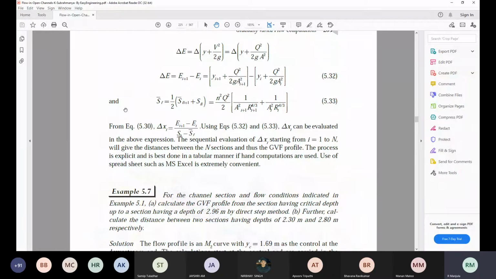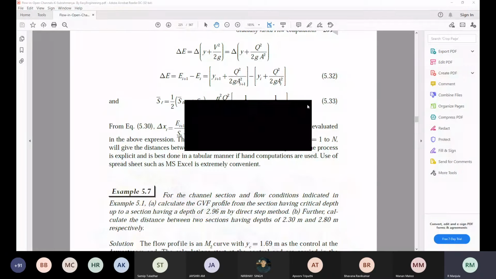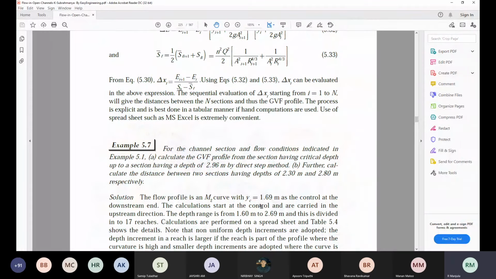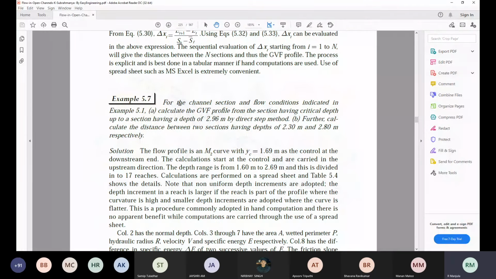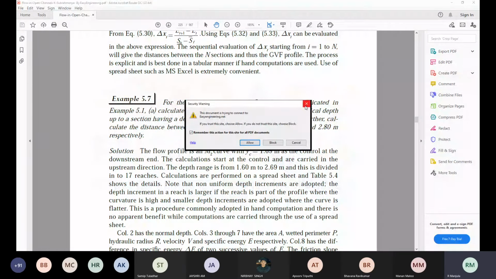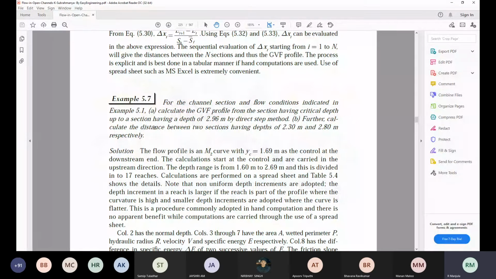Now let us see one problem. This is the most common method which we are using for gradually varied flow profile computations. Now you can see, for the channel section and flow conditions indicated in example 5.1, given in the previous example, calculate the GVF profile from the section having a critical depth of 1.69 meter up to 2.96 meter by direct step method. Further, calculate the distance between the two sections having the depths of 2.3 meter and 2.8 meter respectively.